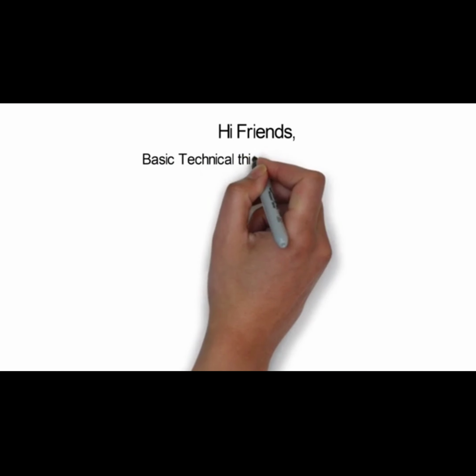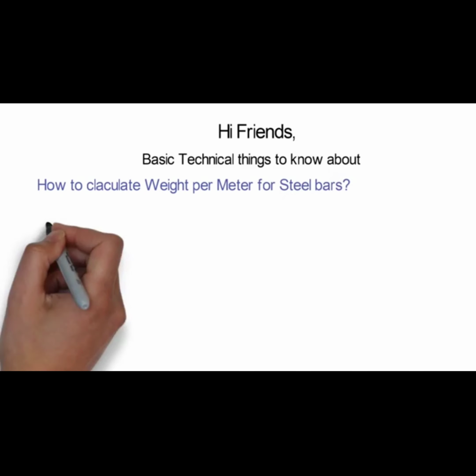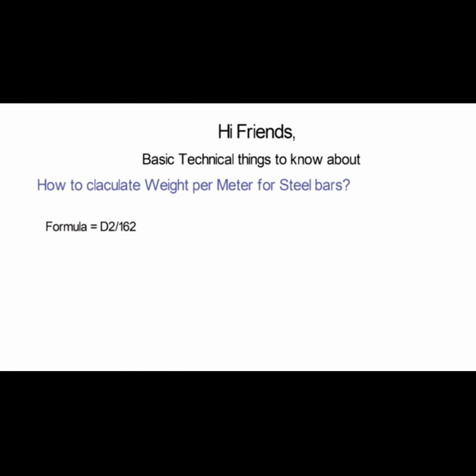Hi friends, in this video we are going to discuss the basic technical things every civil engineer should know about. So let's begin. How to calculate weight per meter for steel bars. The formula is d square by 162.